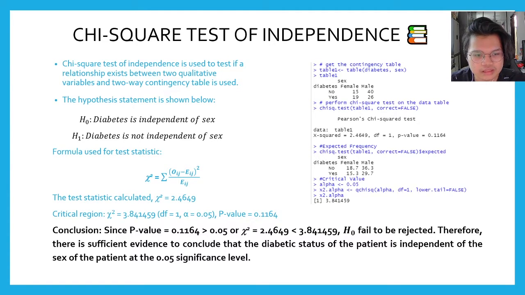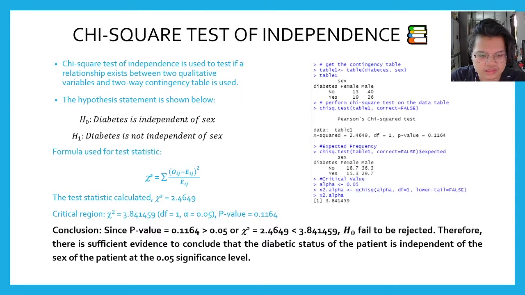So our hypothesis statement is that H null is diabetes is independent of sex, and H1 is diabetes is not independent of sex. So the formula used for the test statistic is chi-square equals the summation of the observed count minus expected count squared over the expected count.